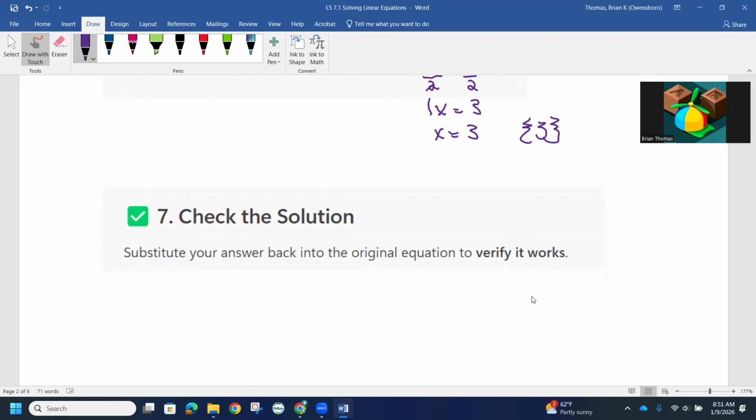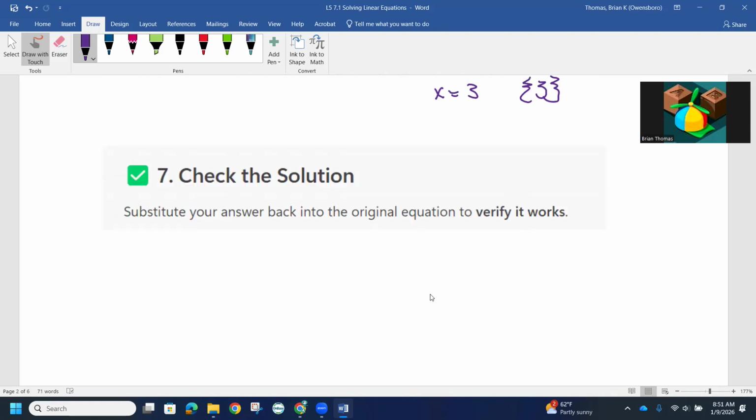The last thing to do is substitute your answer back into the original equation and verify if it works.